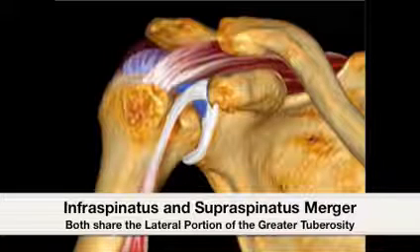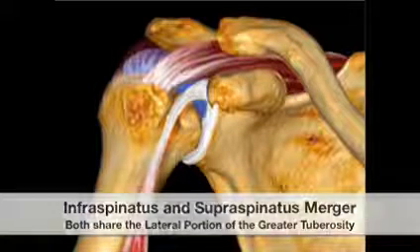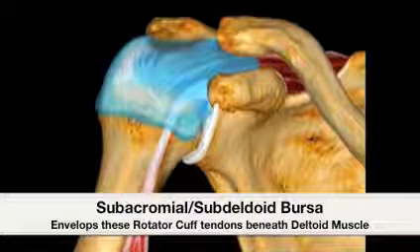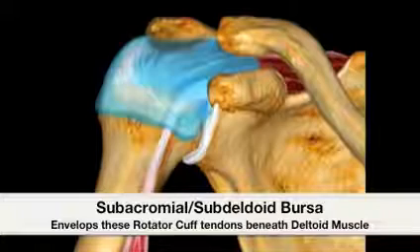Due to the oblique nature of the infraspinatus's insertion relative to the supraspinatus's insertion to the greater tuberosity, special care should be taken while scanning through this section to avoid false positive tears. Enveloping these lateral rotator cuff structures will be the subacromial subdeltoid bursa.